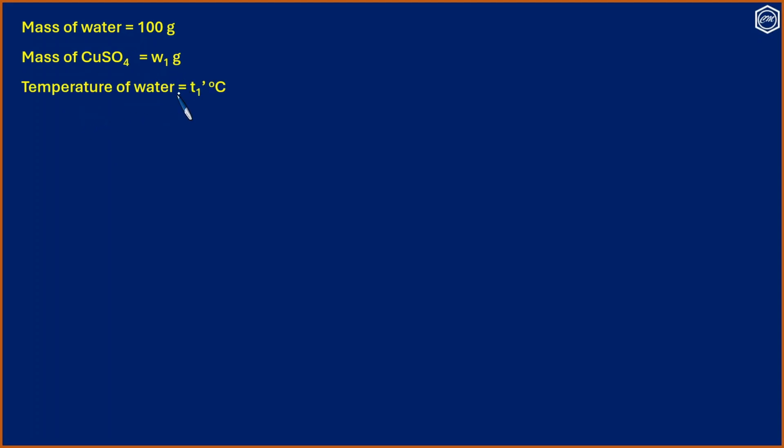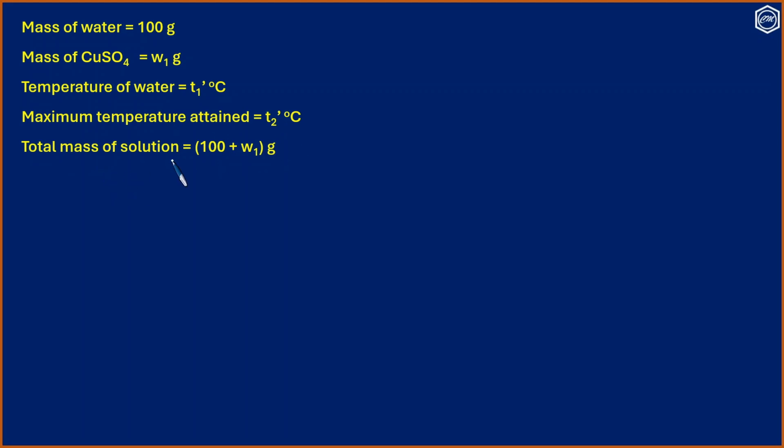Now let us do the calculation. Mass of water 100 gram. We take the density as 1 gram per ml. Mass of copper sulphate W1 gram. Temperature of water T1 degrees Celsius. Maximum temperature attained T2 degrees Celsius. Total mass of solution is 100, the mass of water, plus W1, mass of copper sulphate. Change in temperature, that is T2 minus T1 degrees Celsius.